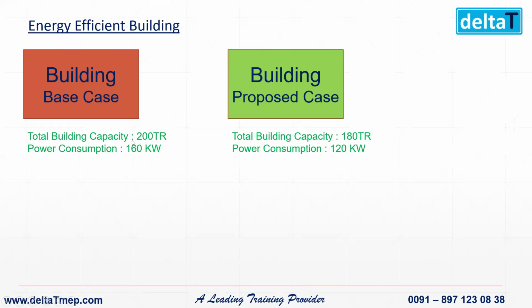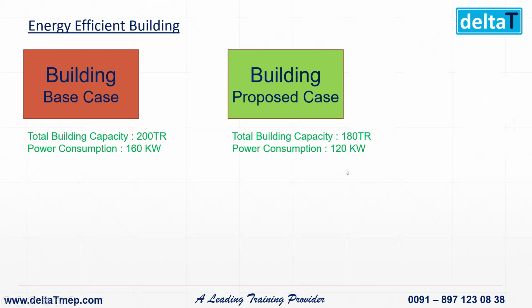A proposed case example: total building capacity 200 ton we got. So I'm trying to use less capacity. Maybe I use a different kind of insulation inside the building, which gives me an opportunity to save energy. So I might get 180 ton. Power consumption here you can see 160 kilowatts. If I go to the proposed building, 120 kilowatts. So in fact we have base case and proposed case, and we see the comparison between these two.